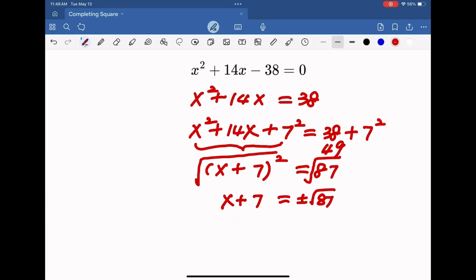Now you subtract 7 from both sides to isolate x. So x equals negative 7 plus or minus the square root of 87.